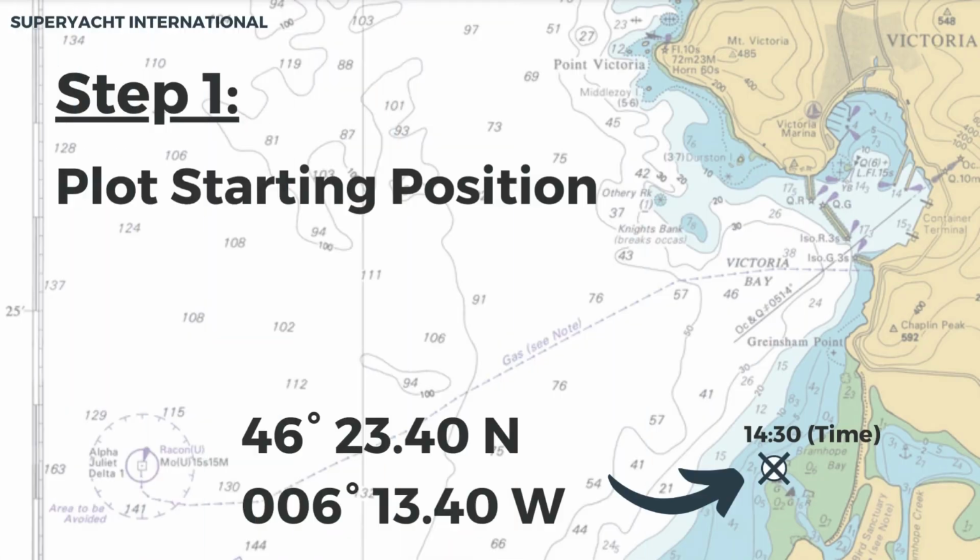Step 1. Plot your starting position. This is shown as a circle with a cross through it. Note the time the position was taken.